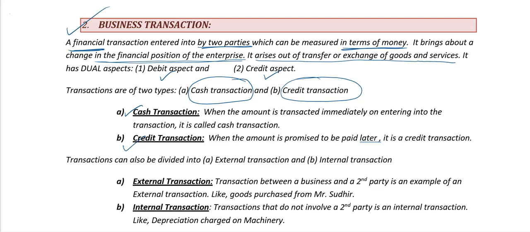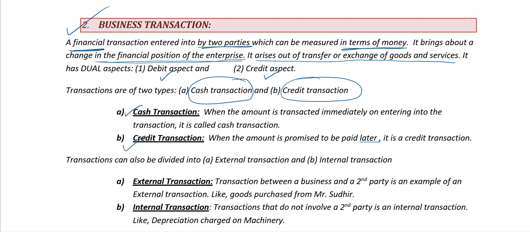To give you an example, let's say A purchases goods from B. After the purchase, A pays money immediately to B. It is called a cash transaction. However, if A tells B, I will pay you money at a later date, then it is called a credit transaction. So that is the difference between a cash transaction and a credit transaction.